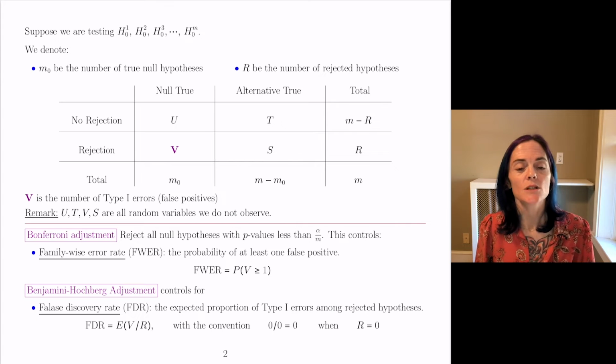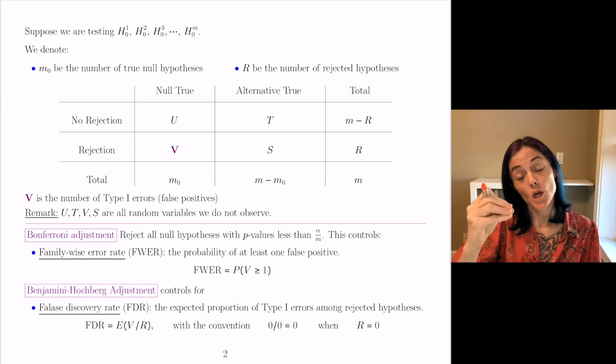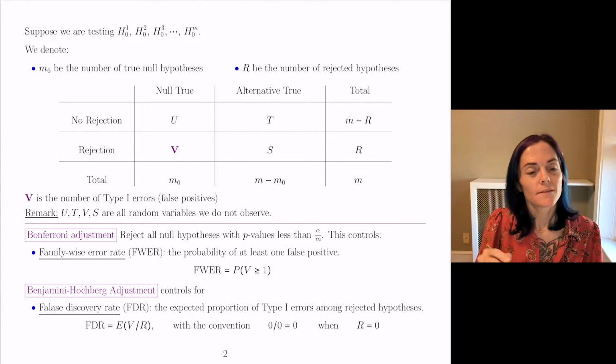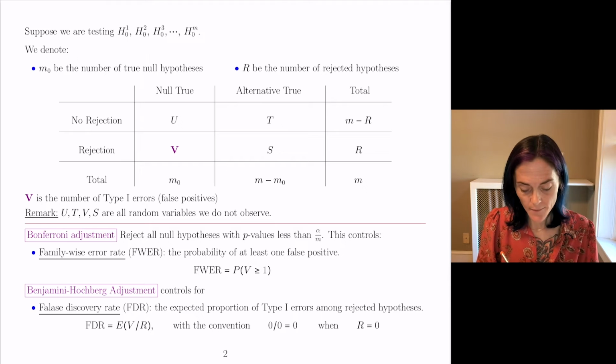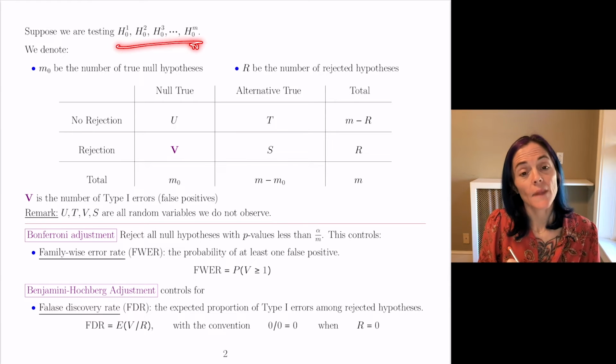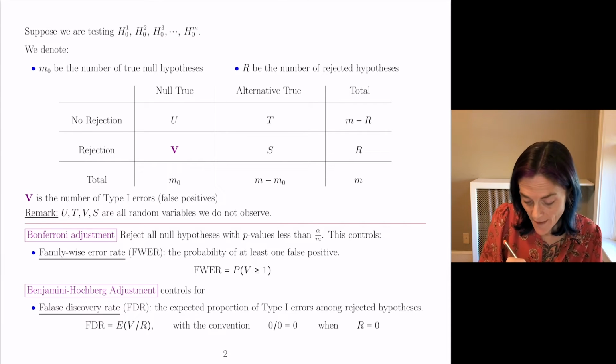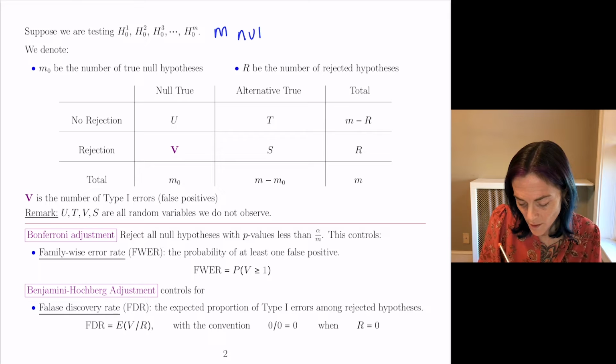Okay, now let's get into a little bit of these two types of corrections. Suppose we are testing M, I'll write this, we have M null hypotheses.